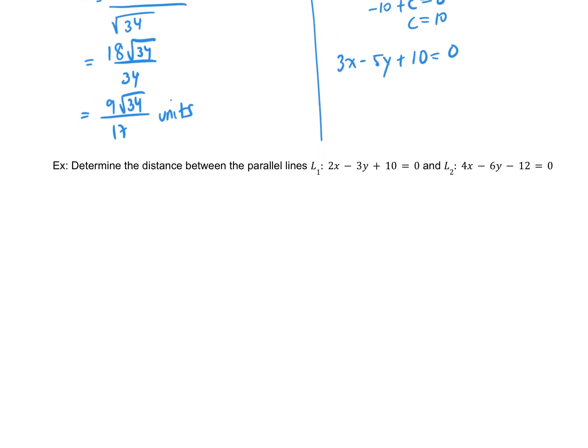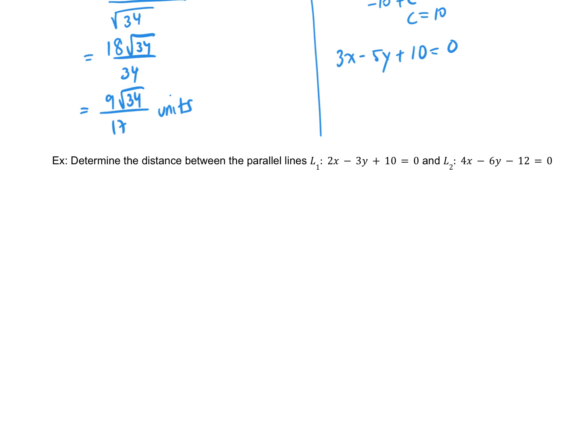And finally, before we go to 3D, determine the distance between the parallel lines 2x minus 3y plus 10 equals 0 and 4x minus 6y minus 12 equals 0. And I didn't have to tell you that the lines are parallel because we can just look at the coefficients of x and y. So looking at the normals, you can see that you can just double the line 1 normal to get the line 2 normal. But that doesn't apply to the constants. That's how you know that they're not coincident and they're just parallel and distinct.